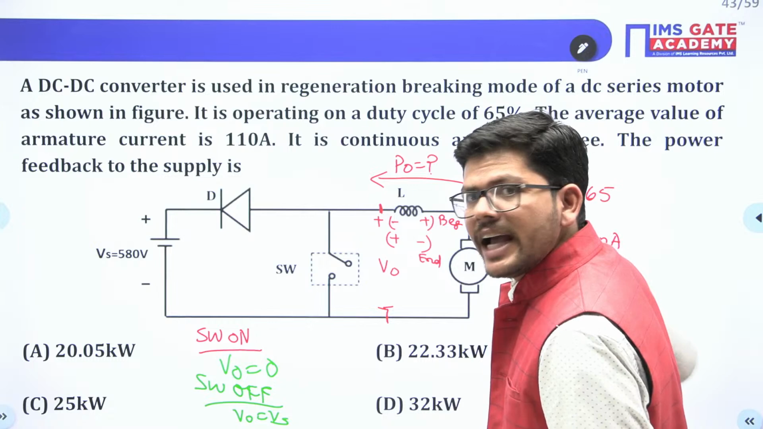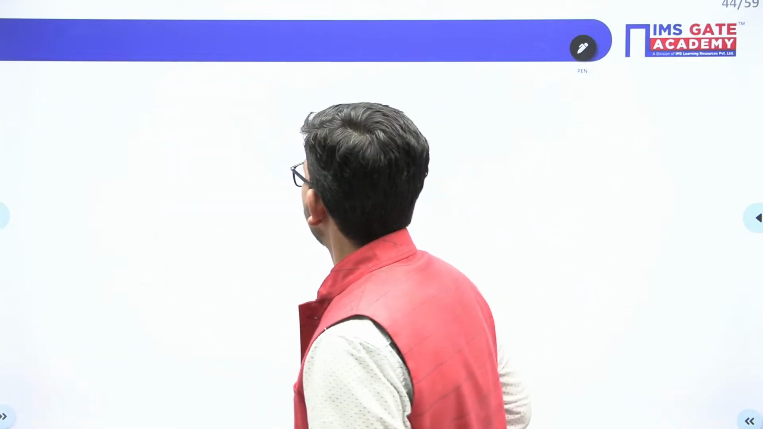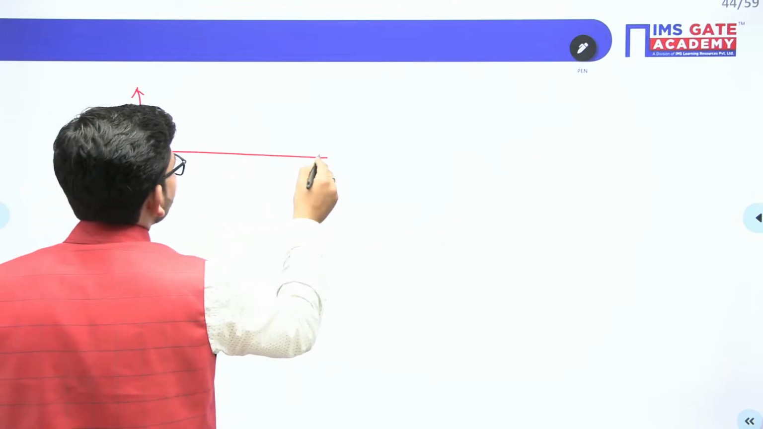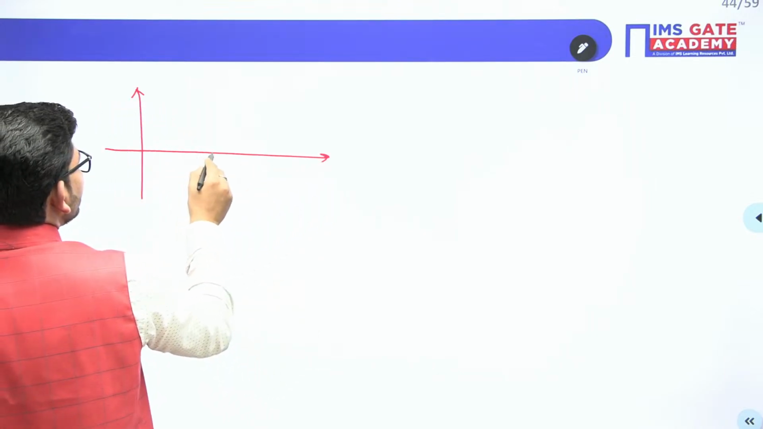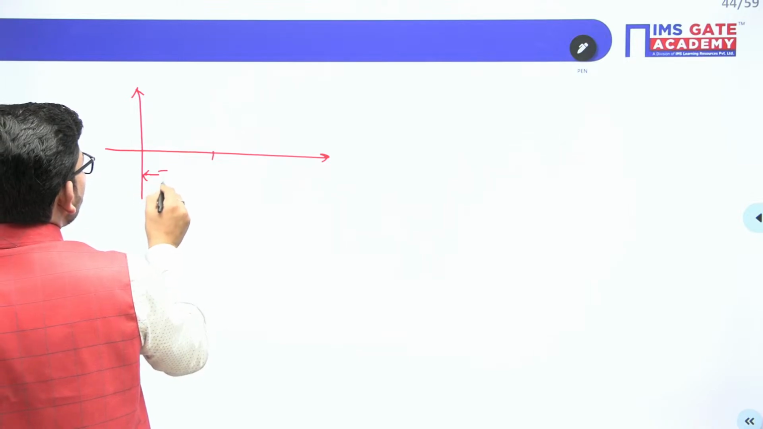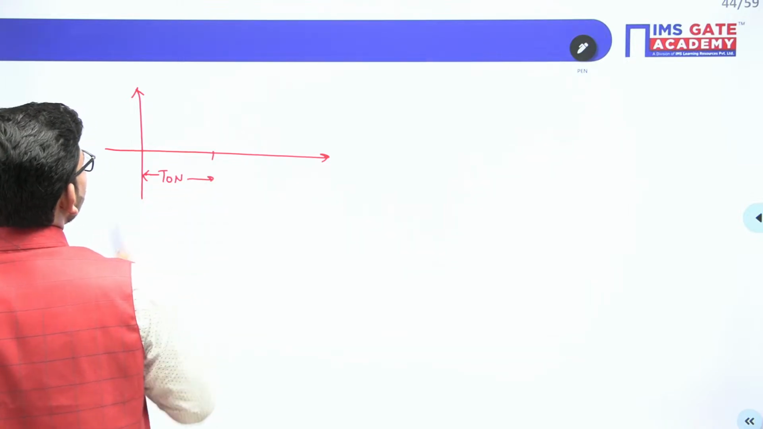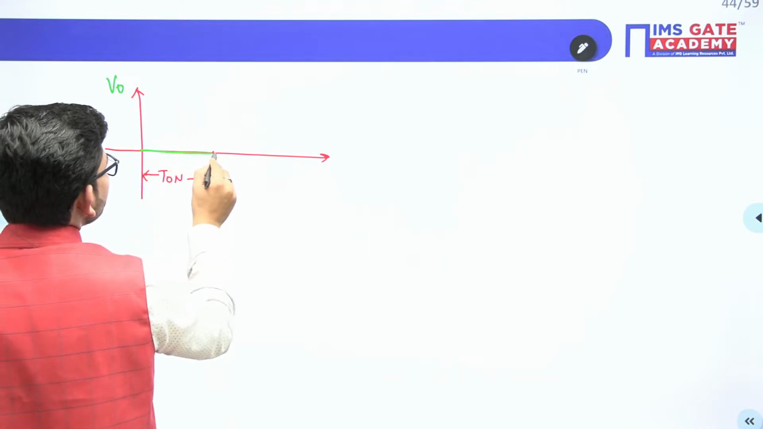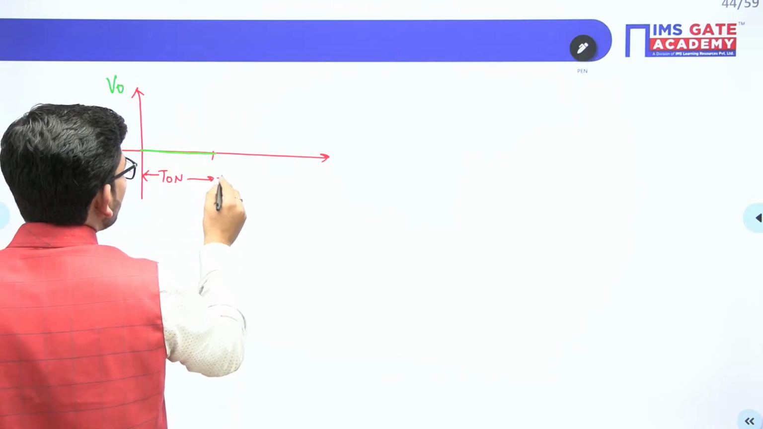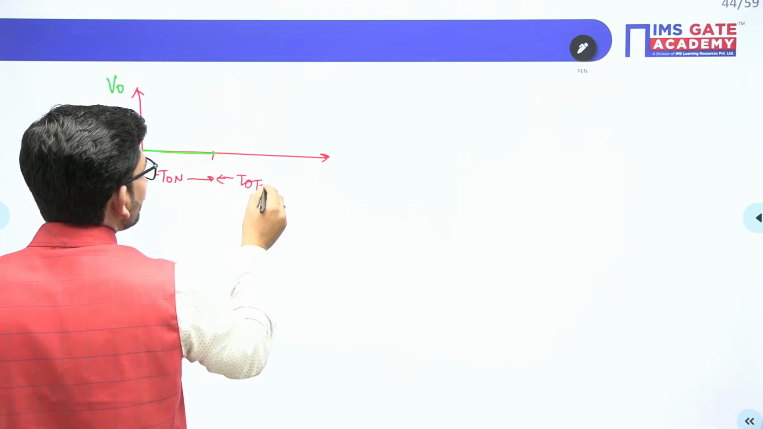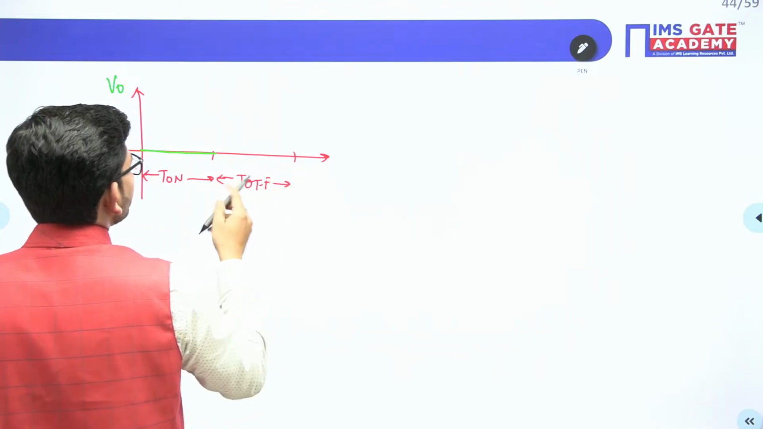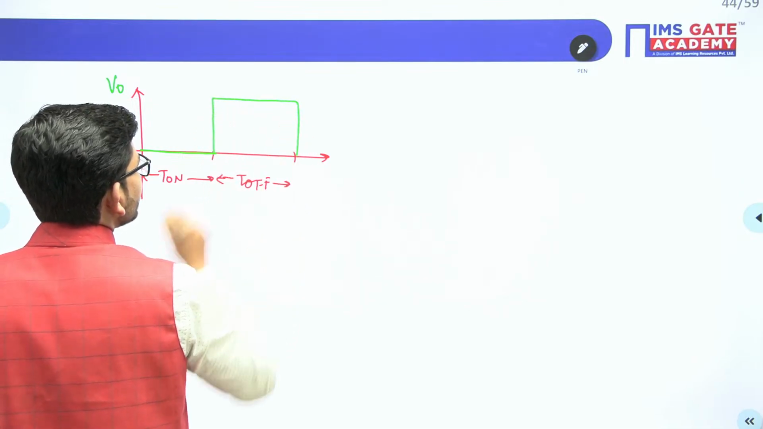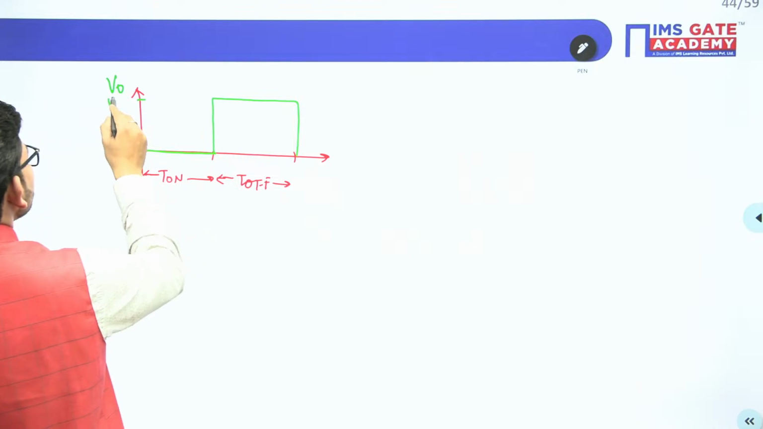So whatever we have obtained here, let me plot that first. During the on period, let this be the on period, the output voltage is 0. But during the off period, what is your output voltage? During the off period, the output voltage is equal to Vs, isn't it?